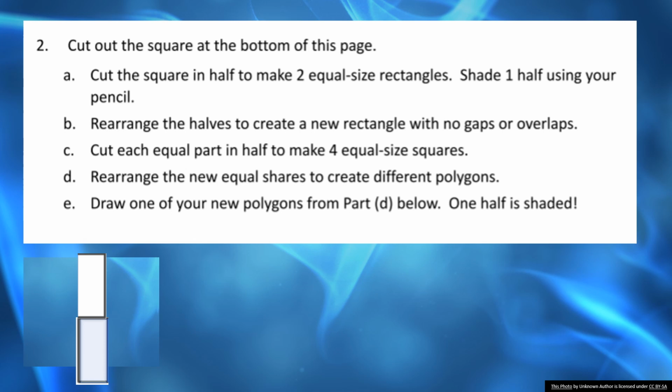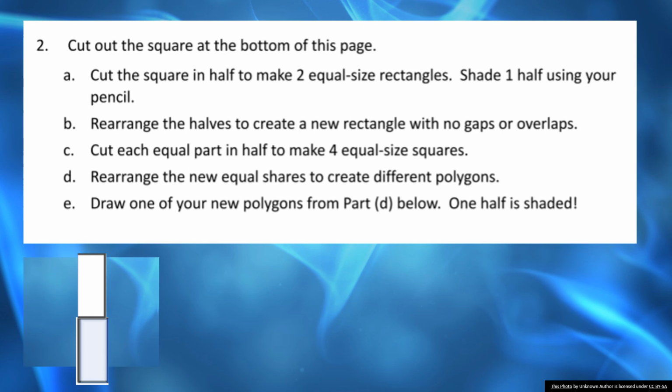Now, we've done A. We cut the square in half to make 2 equal size rectangles. We shaded 1/2 using our pencil, which I used my computer screen. Then B says to rearrange the halves to create a new rectangle with no gaps or overlaps. Okay, I've done that. Now for C, C says to cut each equal part in half to make 4 equal size squares.